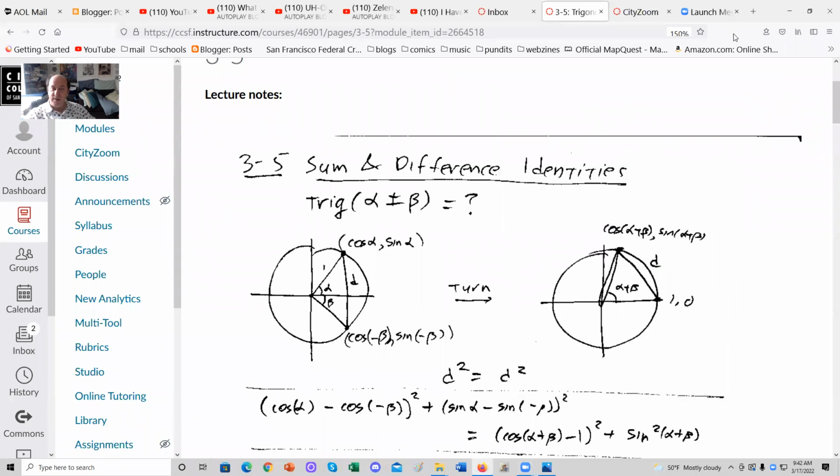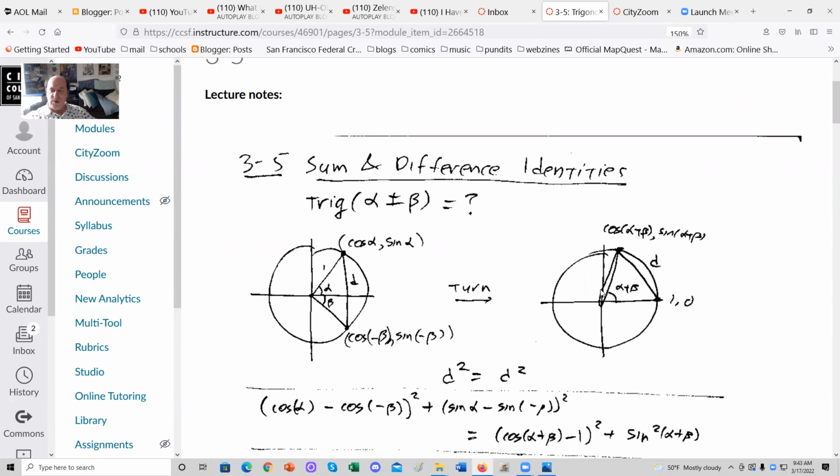All right. Another one of my favorite fractals. All right, for today, we will be going over the sum and difference trigonometric identities. We take a trig function of alpha plus or minus beta equals what in terms of trig functions of alpha and of beta. All right, we'll start with, well, the book derives cosine of alpha minus beta, but I'm going to do alpha plus beta.